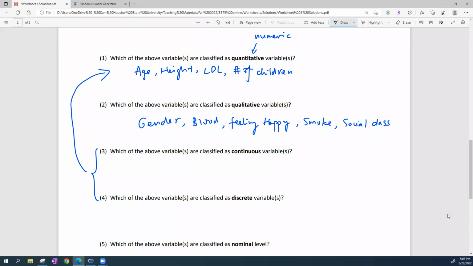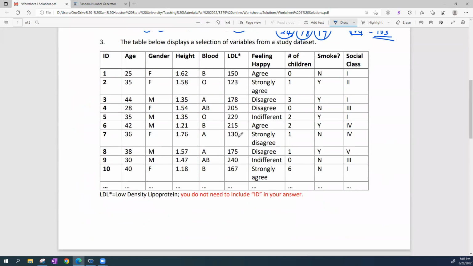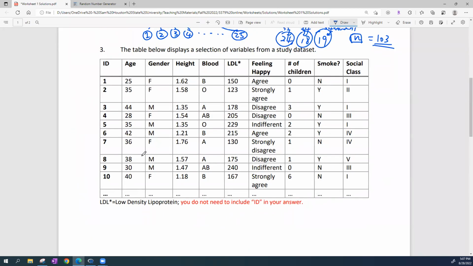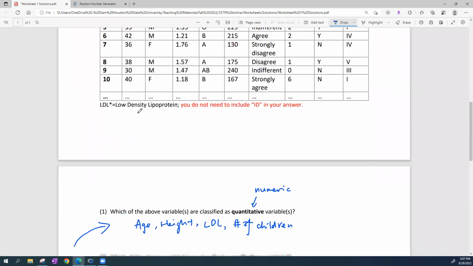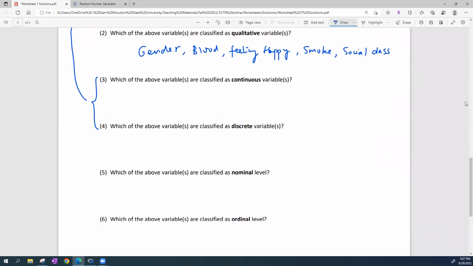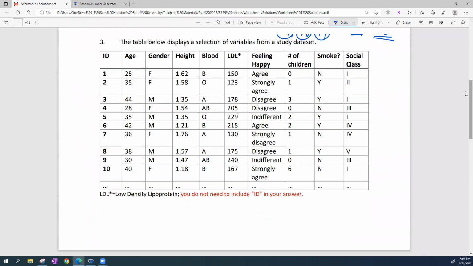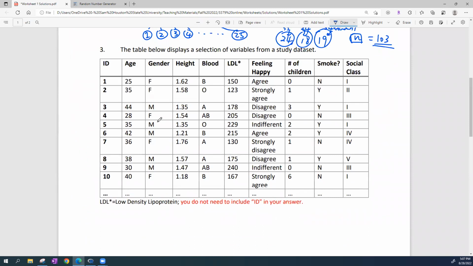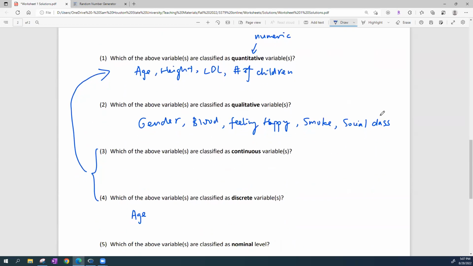So for continuous, let's first look at age. Age here is all integer, right? So that's probably age in years. So age is discrete. And then height, we see a decimal point here, right? For height, it's possible that we see all kinds of numbers between an interval, between a range. So height is a continuous variable.